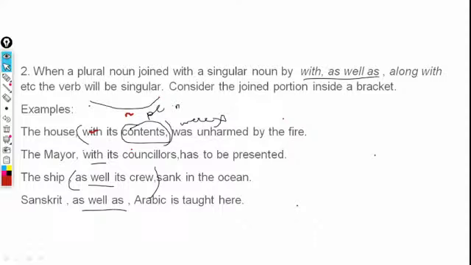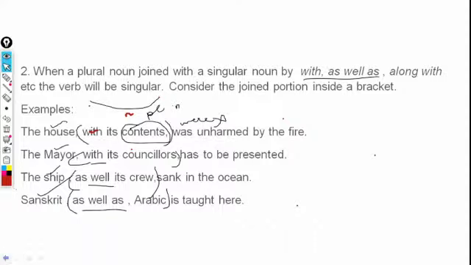That you see connecting the sentence, you will draw a bracket here. You will consider this as a bracket and temporarily ignore that portion and only concentrate on this portion: house, mayor, ship, Sanskrit. See, all these are singular nouns.